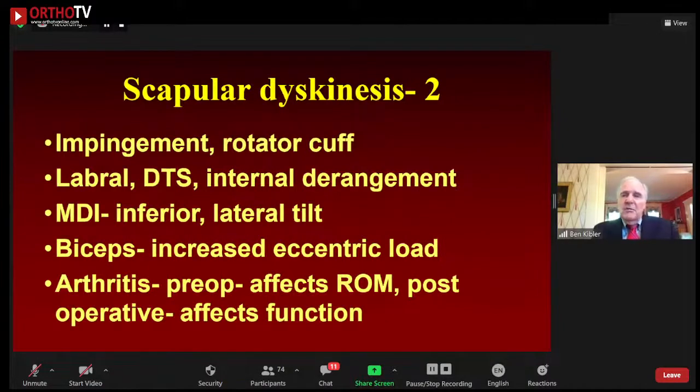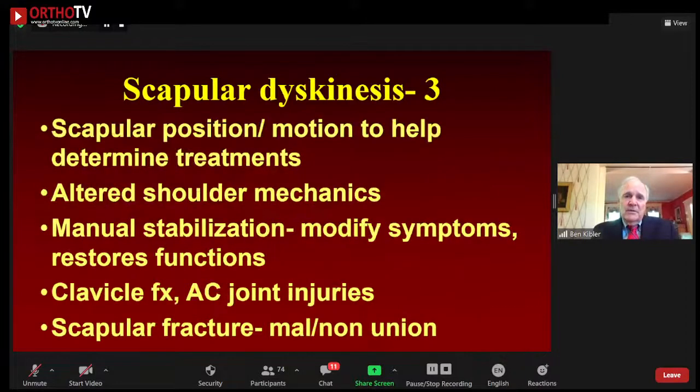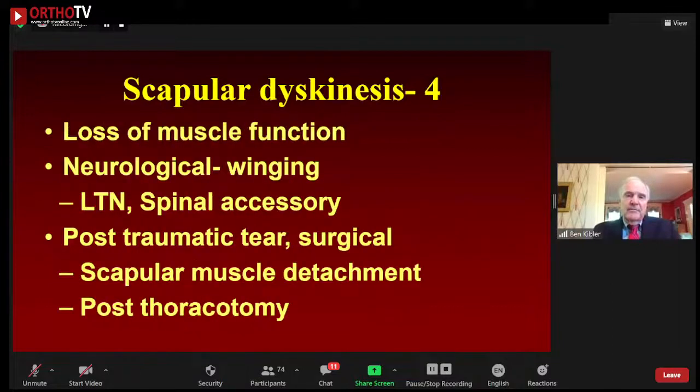Many, many diagnoses: impingement, rotator cuff problems, internal derangements of the shoulder joint, multidirectional instability, biceps tendinopathy, certainly arthritis, both pre and post-op. We'll show examples of this. The third way that scapular dyskinesis affects shoulder function is that you can use this to help determine treatments if you already have an anatomic injury, such as a fractured clavicle or a high-grade AC joint injury. The loss of the strut function tells you that the scapula is involved in the mechanics of the shoulder being not right. And you can see this with the scapular evaluation.